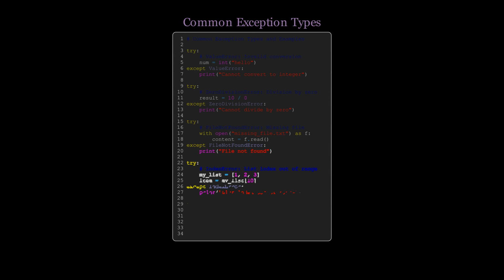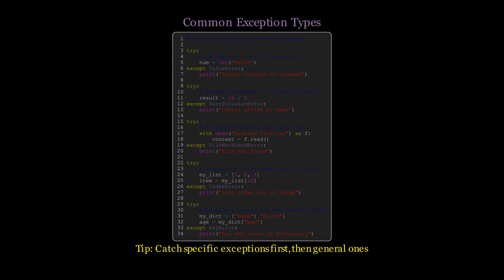Here are the most common exception types. ValueError occurs when trying to convert invalid data, like text to integer. ZeroDivisionError happens with division by zero. FileNotFoundError occurs when accessing missing files. IndexError happens when accessing list indices that don't exist. KeyError occurs when accessing dictionary keys that aren't present. Each has specific use cases and handling strategies.